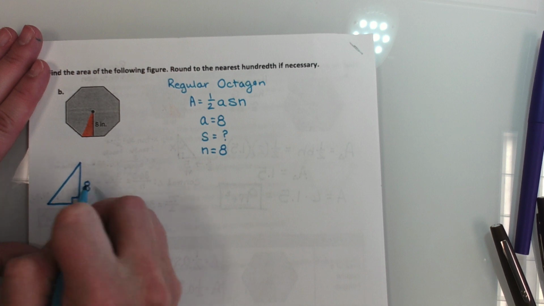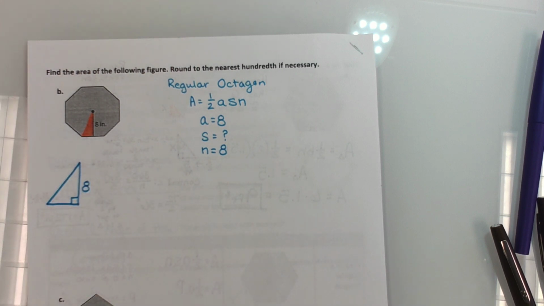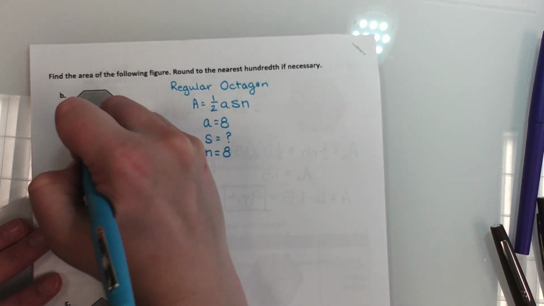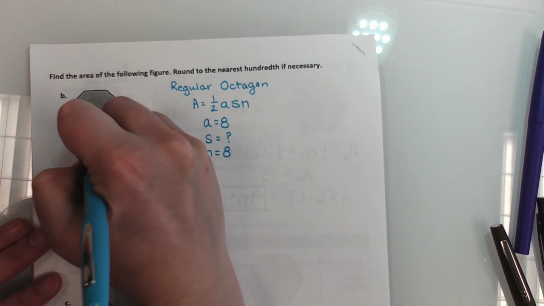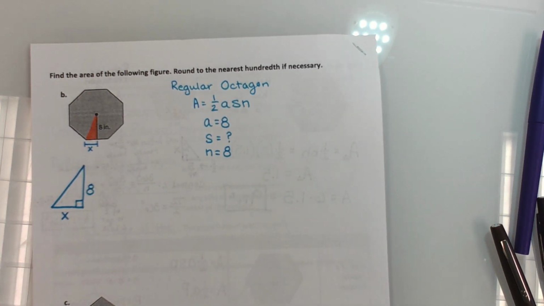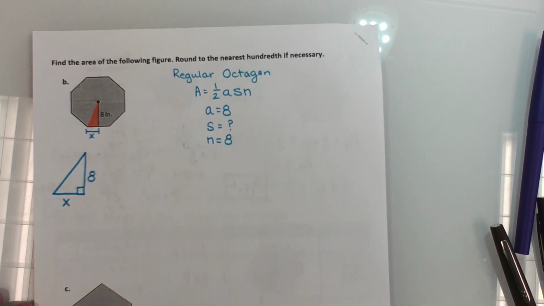I know that's 8. What am I looking for? Side length of the regular polygon. So in the triangle, I want the bottom. Technically, yes, you could call it the base. Now, be careful. That's from here to here. That's going to make a difference later. Exactly.